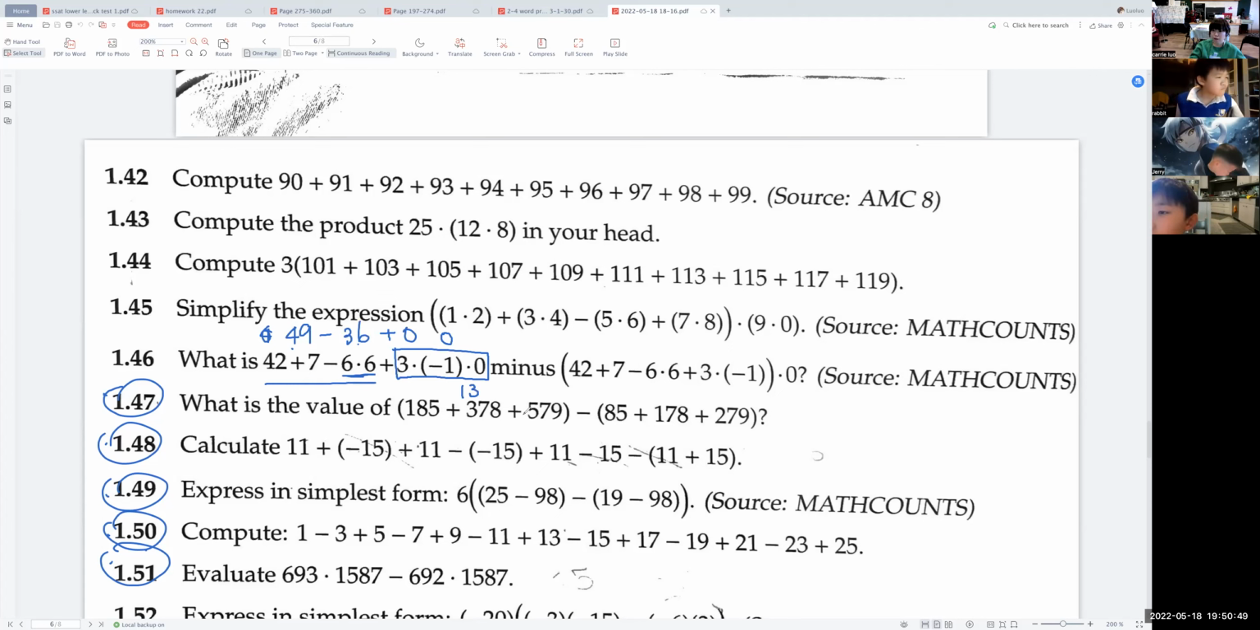Get it? Okay, so minus. The rest of them, because it's a big bracket times 0, makes this one equal 0. So 13 minus 0 equals 13. Get it? Good job. Very good.